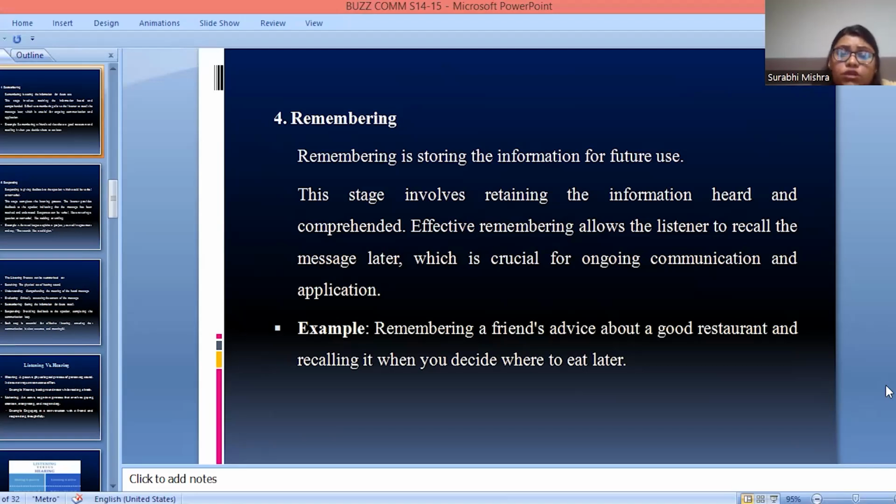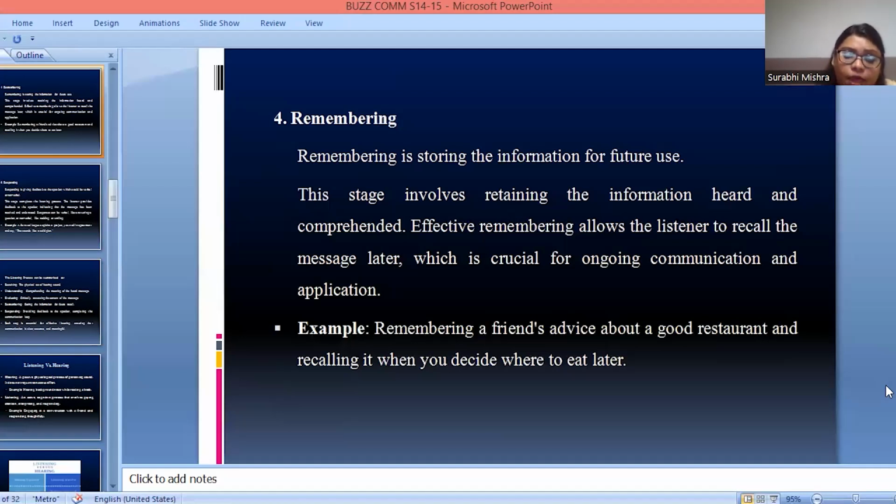So what happens over here is you have to store the information for your future use. Remembering a friend's advice can be an example over here. We are going to a good restaurant and recalling it when you decide where to eat later on. Right. So what you are doing is you are remembering that yes, this friend has told me that this restaurant at that particular location has very good service. So we must go there. We must try that. So what you are doing, you are remembering it, and now you are using it and applying it, right? So this was the fourth step.